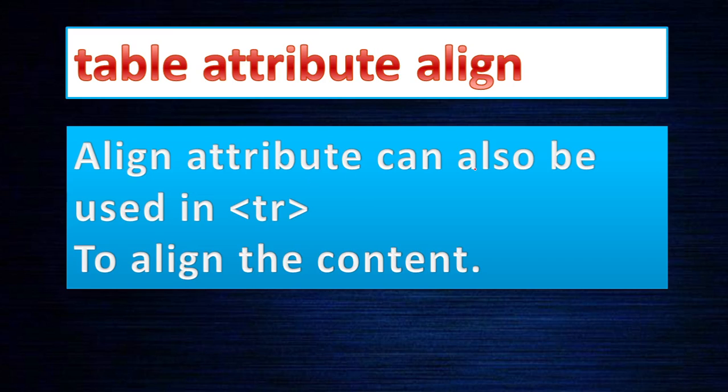The align attribute can also be used in TR to align the content. Now you can see that TD is a sub-element in the TR. So TD and then close TD. Now if you use it in TR, it is applicable to all the TDs. If there is no specification in the TD, then whatever align you specify will be applicable to all the TDs, any number of TDs inside this TR. So this TR is closed over here. This is applicable to all the TDs inside the TR.